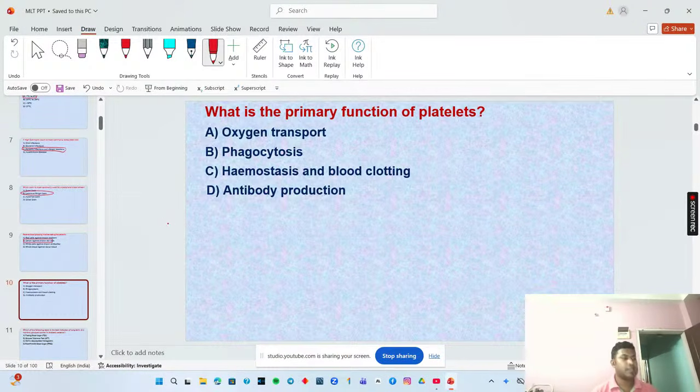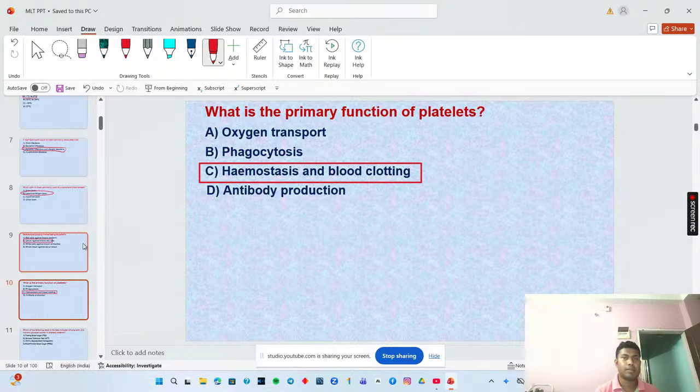Now here the question is: what is the primary function of platelets? We know that platelets are also known as thrombocytes. So from the name itself, we can conclude that the primary function of platelets is hemostasis and blood clotting. Platelets in our body help in blood clotting, and we have to remember it.